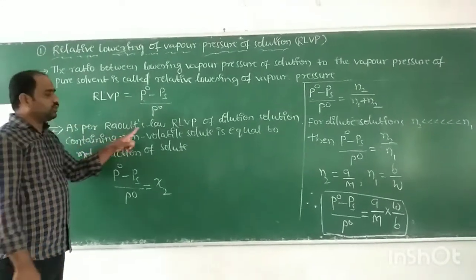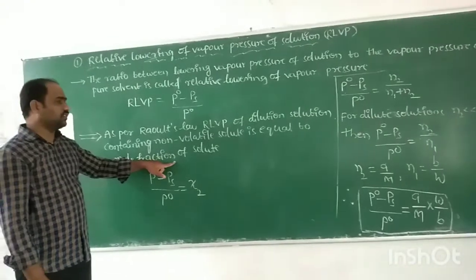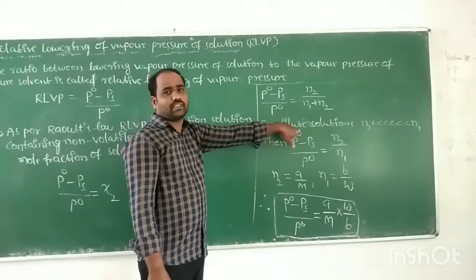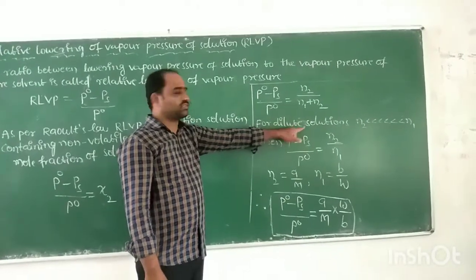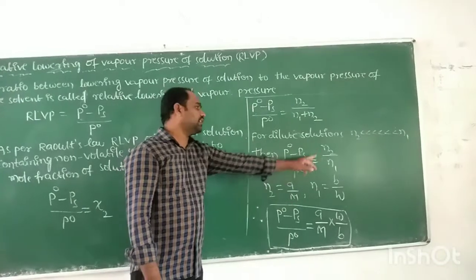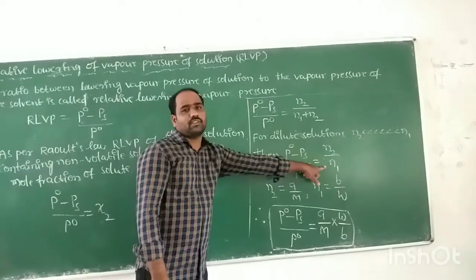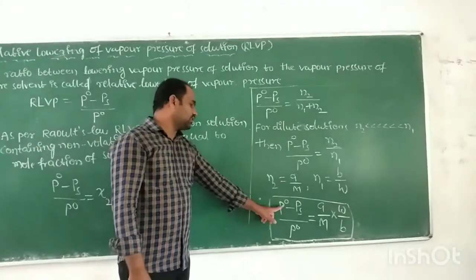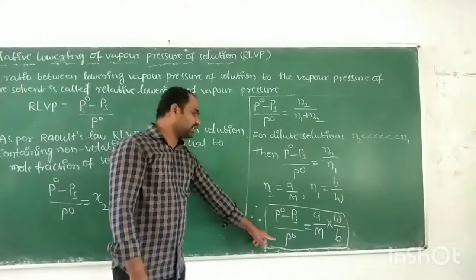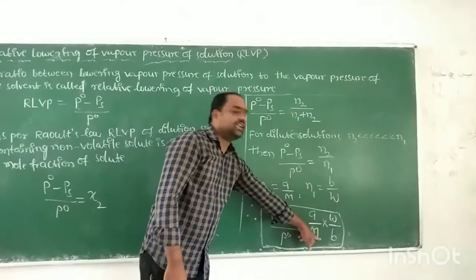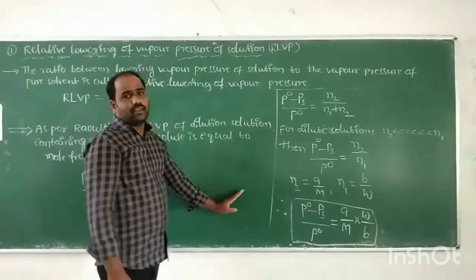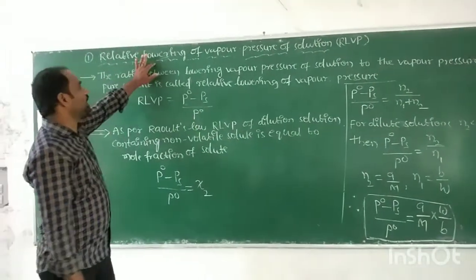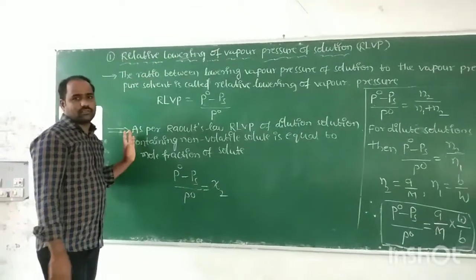As per Raoult's law, relative lowering of vapor pressure is equal to the mole fraction of the solute. In dilute solution, the number of moles of the solute is negligible when compared with the number of moles of the solvent. Then we substitute the weight of the solute and the weight of the solvent in the number of moles of the solute and the number of moles of the solvent. Then the final equation for the relative lowering of vapor pressure of dilute solutions is (P0 minus Ps) by P0 is equal to A by M into W by B. This equation is used to calculate the molar mass of the solute present in the dilute solution by using the relative lowering of vapor pressure.